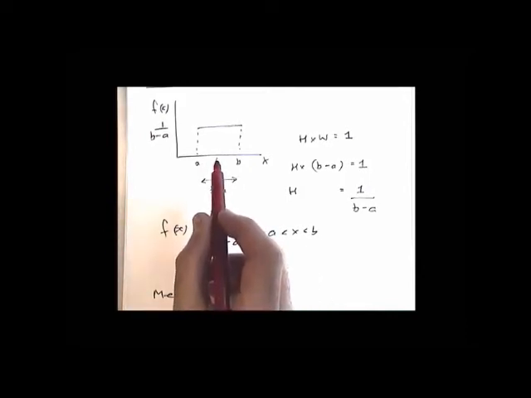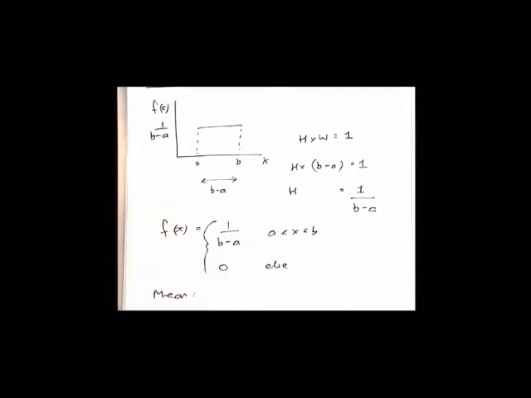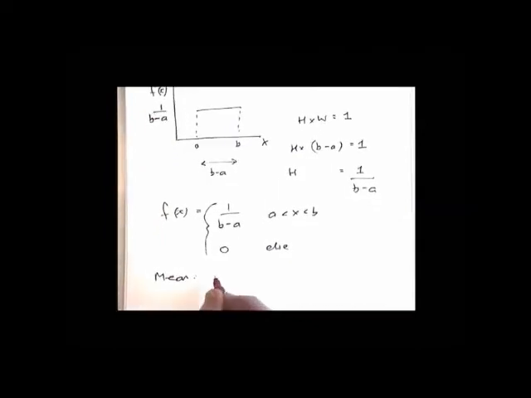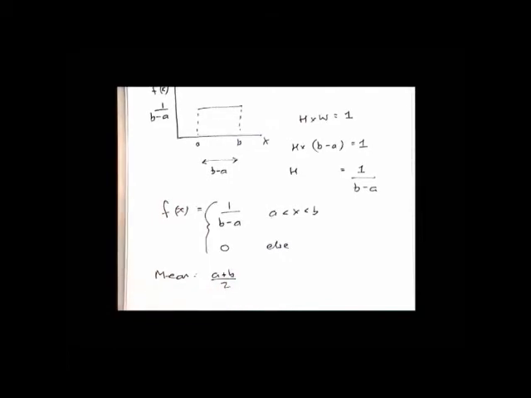Now, what sum can you do? What calculation in terms of a and b can you give me that will work that out for you? Yeah, a plus b divided by 2 is the average of a and b. So you add them together and divide by 2. That is the mean of a uniform distribution. Okay?